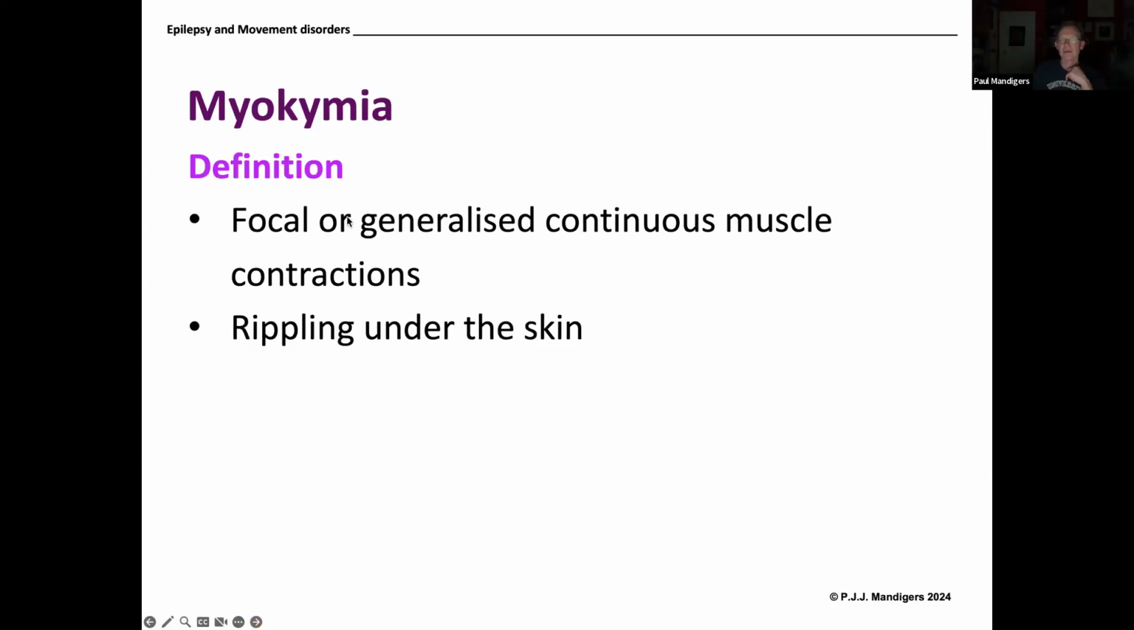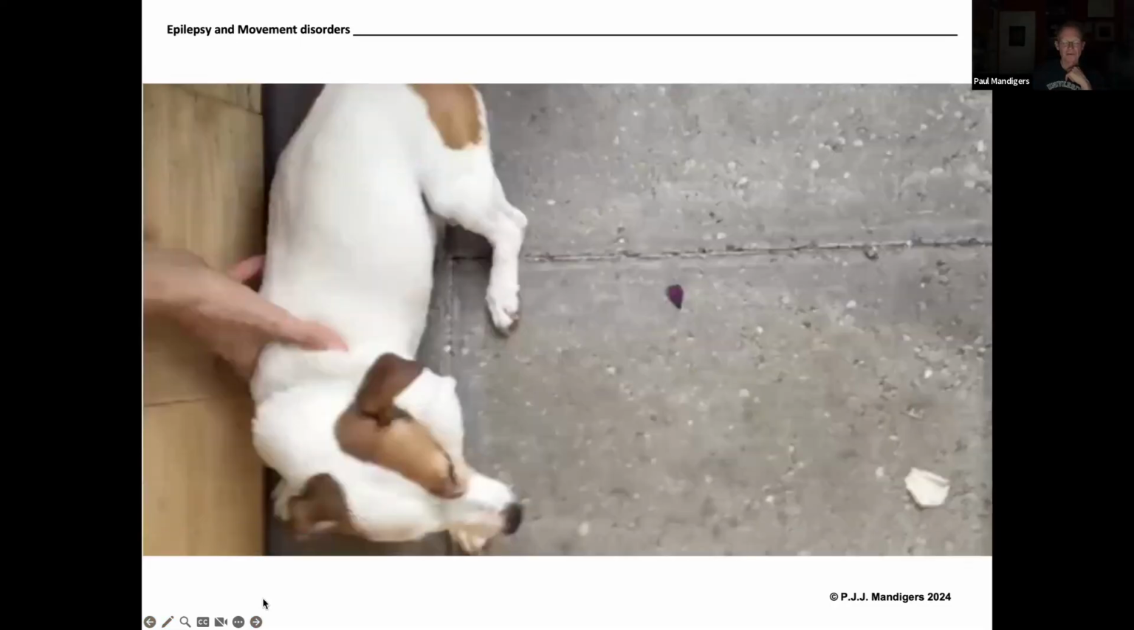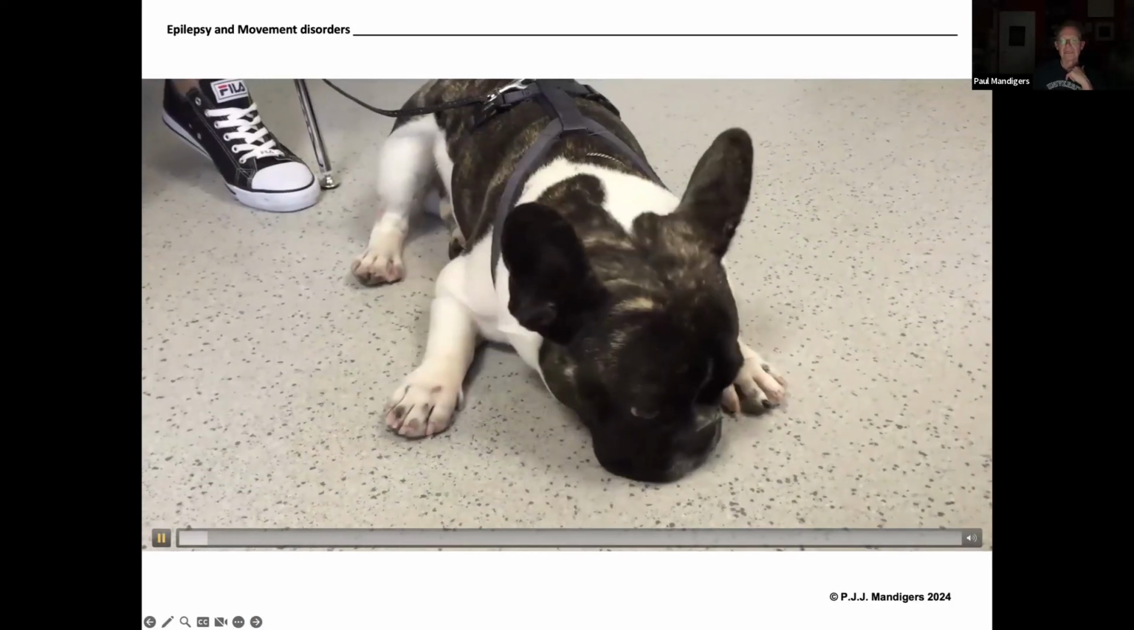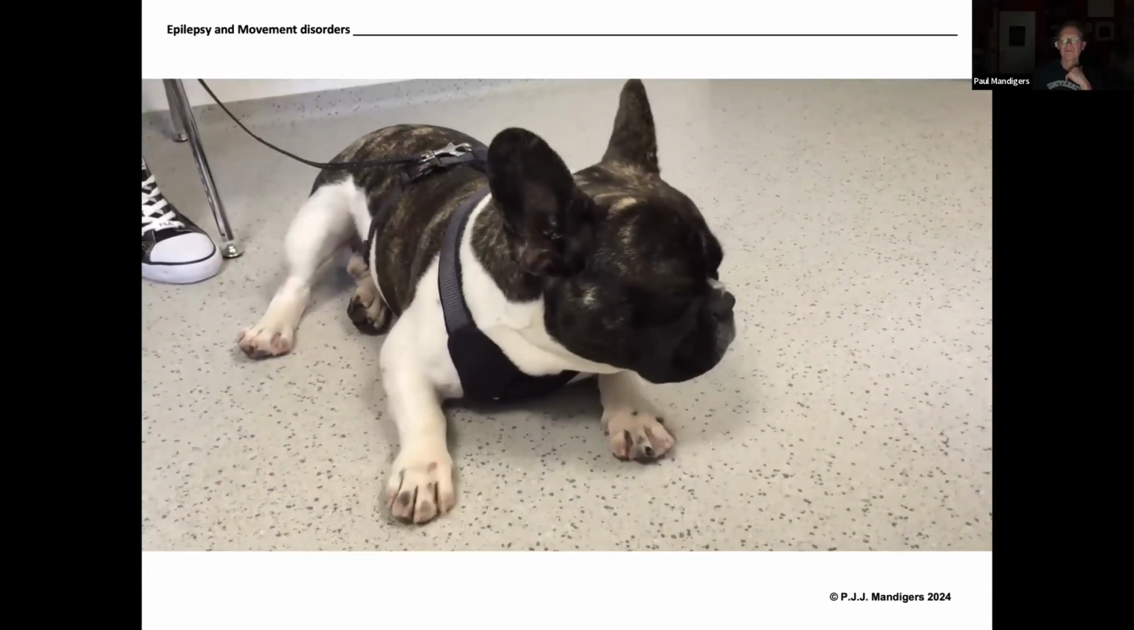Now, myokemia, we already discussed it. Myokemia means that, again, it's a focal area of muscle fibers that are contracting, but now it's like a worm crawling under the skin, a rippling under the skin. This Jack Russell Terrier you already saw, so I will skip it in the interest of time. And here you can see a very severe form of myokemia.